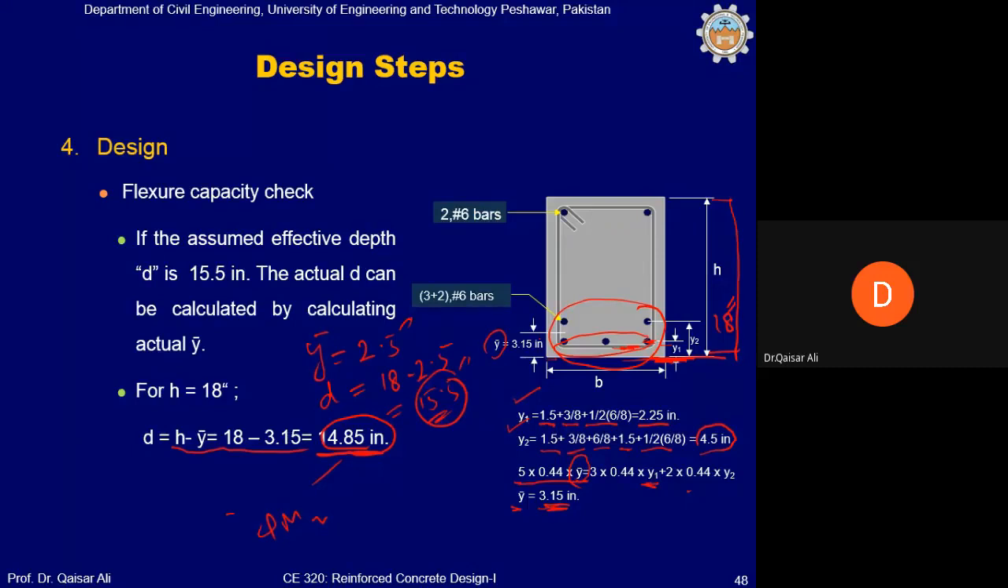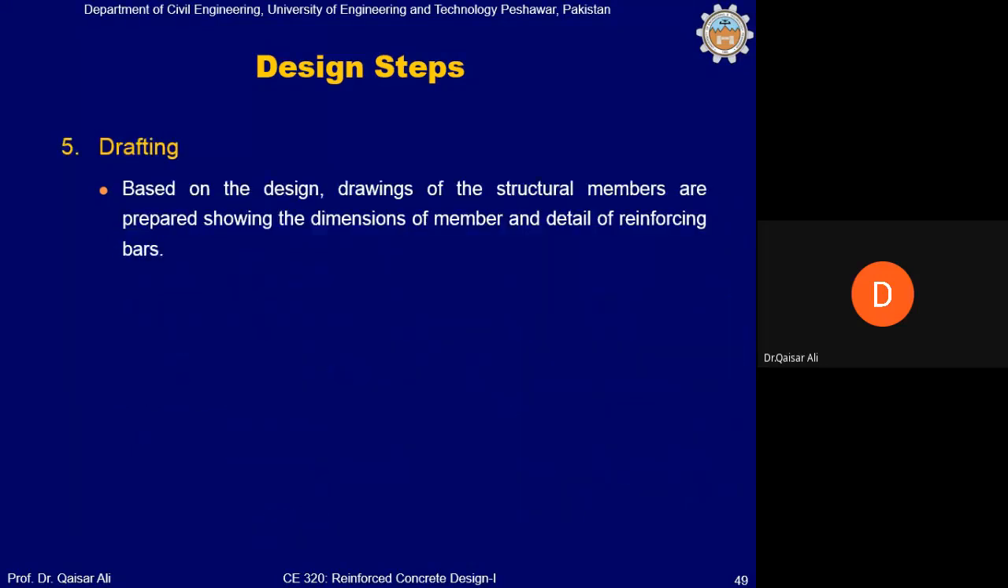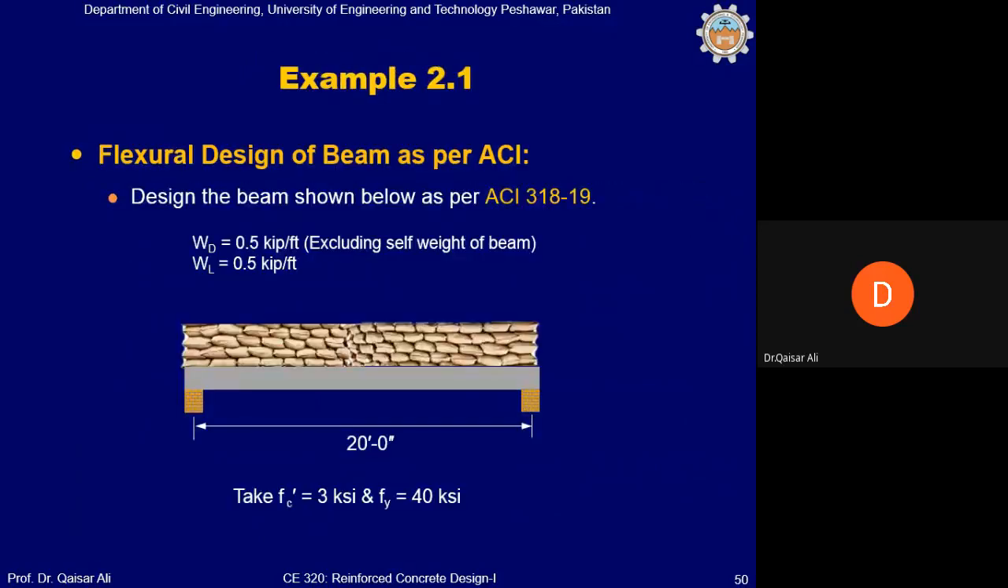And this will end our design problem. After this, you will need drafting. The drafting is done, and the design is completed. Now we will start designing one beam. This will be your first beam design.